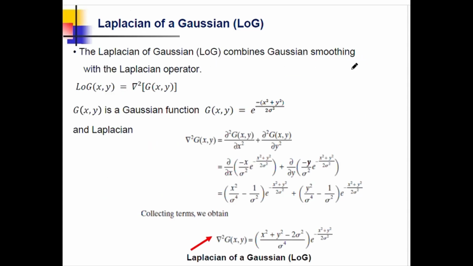Laplacian of Gaussian combines Gaussian smoothing with the Laplacian operator. So LOG of x,y is del square of G of x,y. What is this del? The Laplacian operator. G of x,y is a Gaussian function. You are very familiar with the Gaussian function: e to the power minus of x square plus y square by 2 sigma square, where sigma is the standard deviation. So this is the Laplacian of Gaussian.